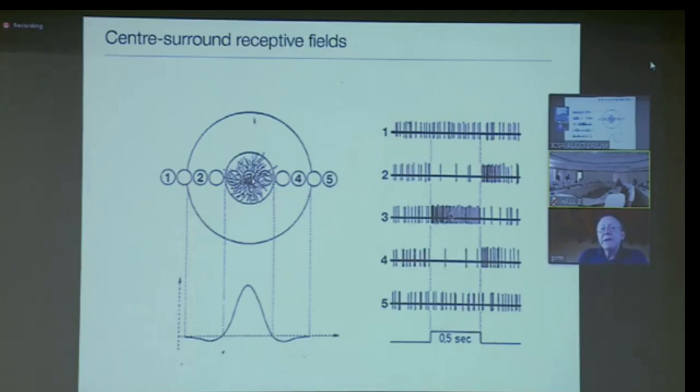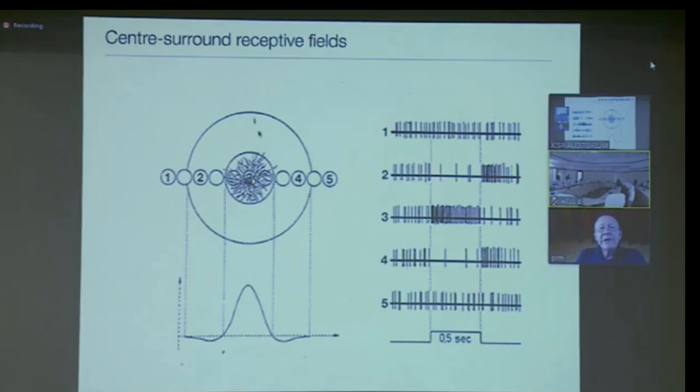So, is this an on-center cell or an off-center cell? Anybody want to have a guess? Raise your hand if you think it is an on-center cell. Raise your hand if you think it is an off-center cell. Well, I can't see your hands, but I hope that many of you said it's an on-type cell. It has an on-center, the central area here. But this on-center is surrounded by a region which shows the opposite polarity of response to light.